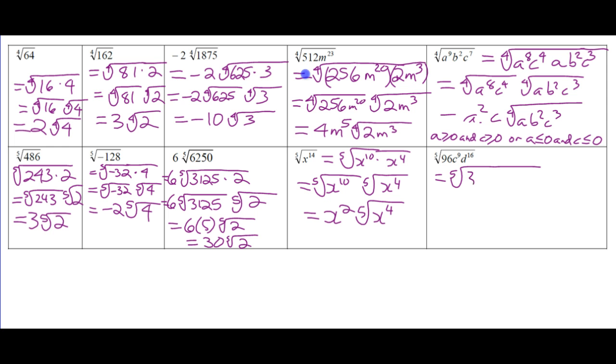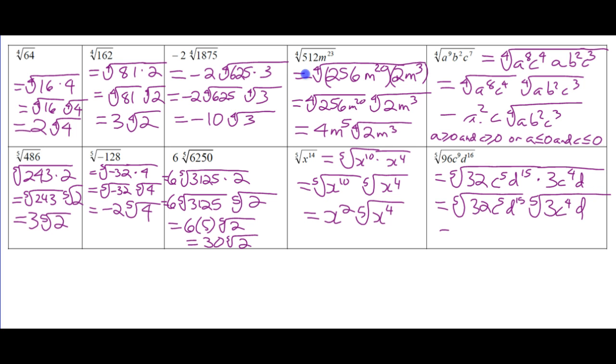Fifth root. So 32, c to the 5th, d to the 15th, times 3 c to the 4th d to the 1. Okay, the stuff that has a perfect cube, which is this, and the stuff that does not, which is this. And now we take the perfect cube, and this thing just transfers down, right? Just because it doesn't have.